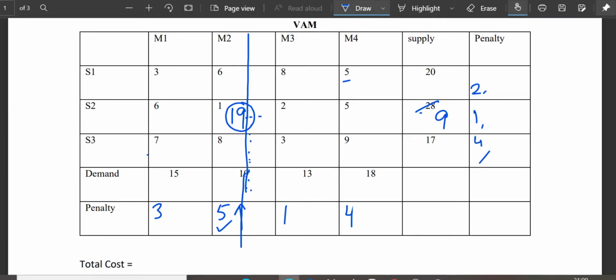So come to the row S1. Now the cost elements are 3, 8 and this 5. So choose the minimum and next minimum. 3 is minimum, next minimum is 5. So 5 minus 3, 2 is the penalty. Now come to the row S2. Minimum is this 2. Next minimum is this 5. So the penalty will be 3. Come to S3. The minimum is 3. Next minimum is 7. 7 minus 3 is 4. So my penalties for S1, S2 and S3 are these.